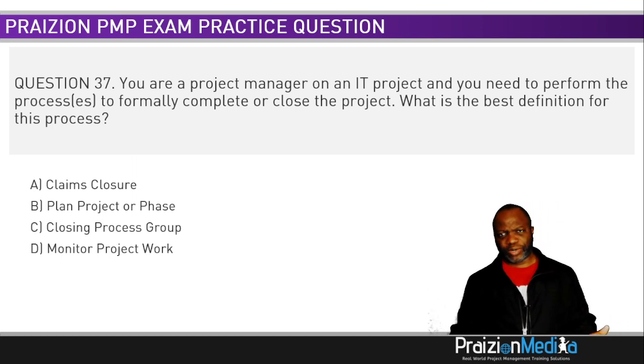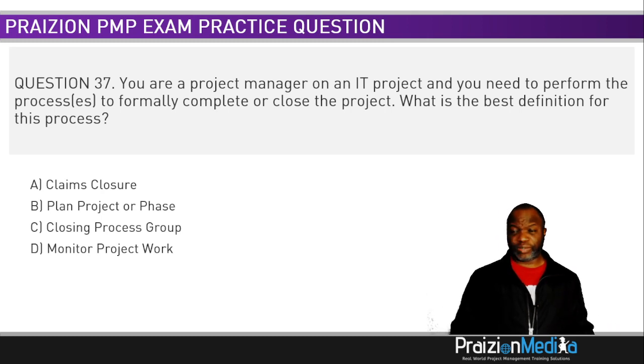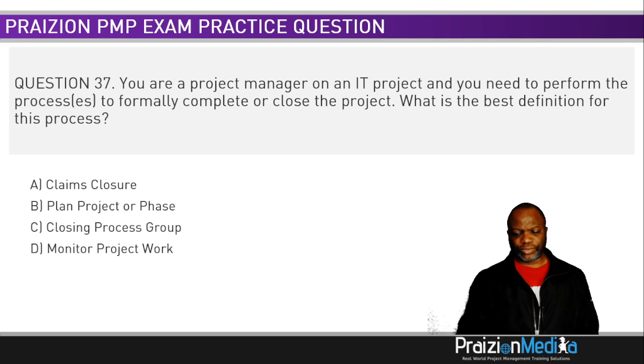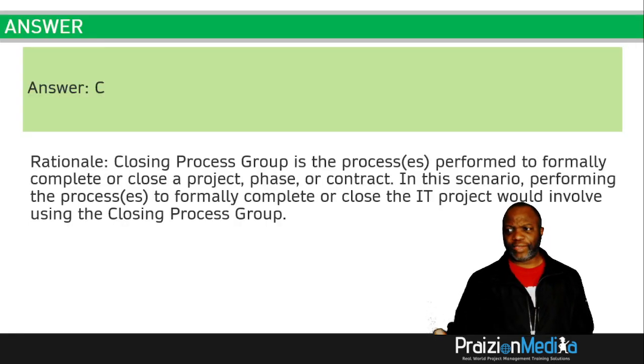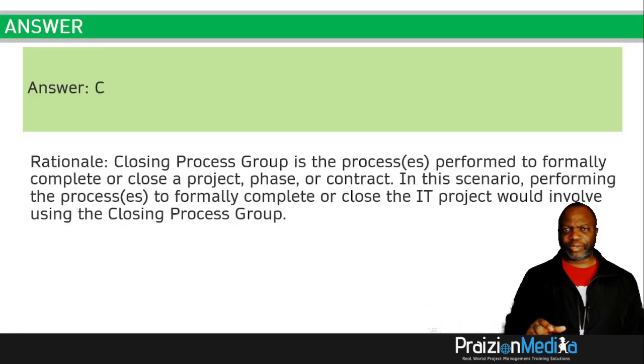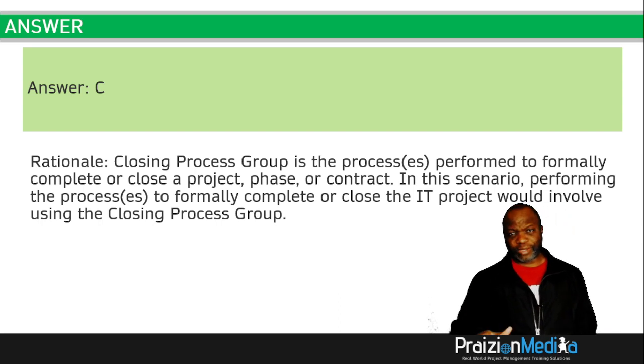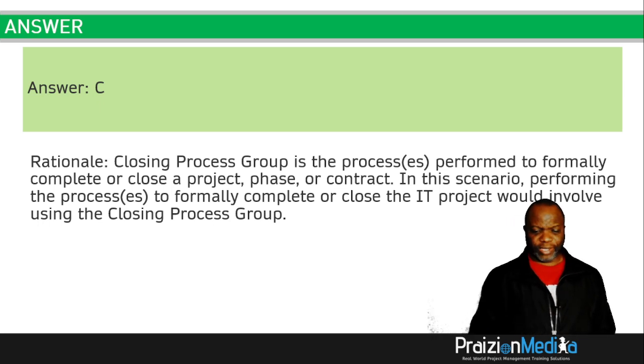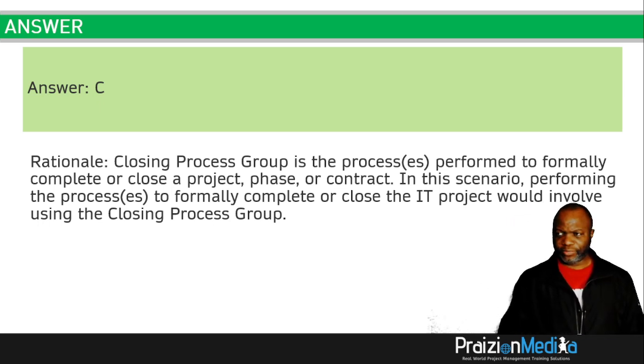It's not plan project or phase, obviously. It's not monitoring the work because that doesn't close anything out. So closing process group would be the next available option. And this is a great example of how you could have a similar question with one option removed and the option that wasn't the best option in the previous question now becomes the best option in a different question.